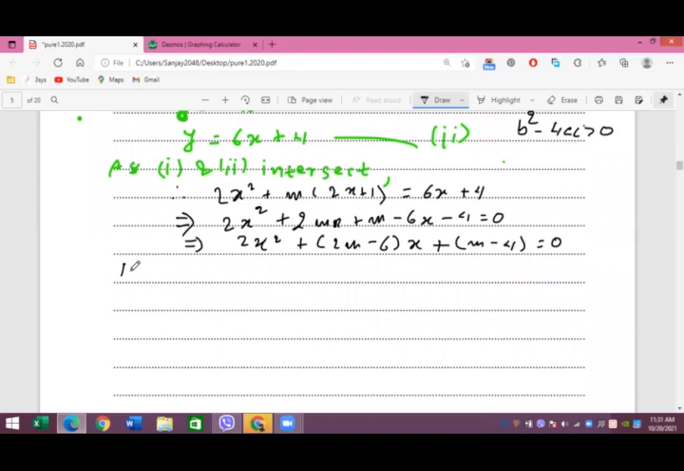So now you can say b squared minus 4ac equals, and you know that we have to compare with a quadratic equation, which is ax squared plus bx plus c equals 0 in this case. If you compare these two, you can see that in place of b there is 2m minus 6 whole squared. So that is b squared minus 4ac, which means 4 times a is 2, and c, you can see here, is m minus 4.